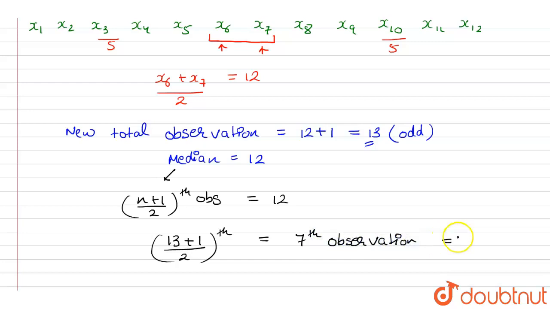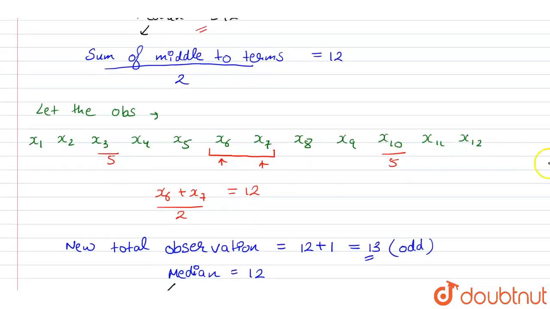The 7th observation equals 12. Now in this particular question, we see that this is the first, second, third, fourth, fifth, sixth, and the 7th observation will come over here, and then again 8, 9, 10, 11, 12, 13. The new observation will be the 13th observation.